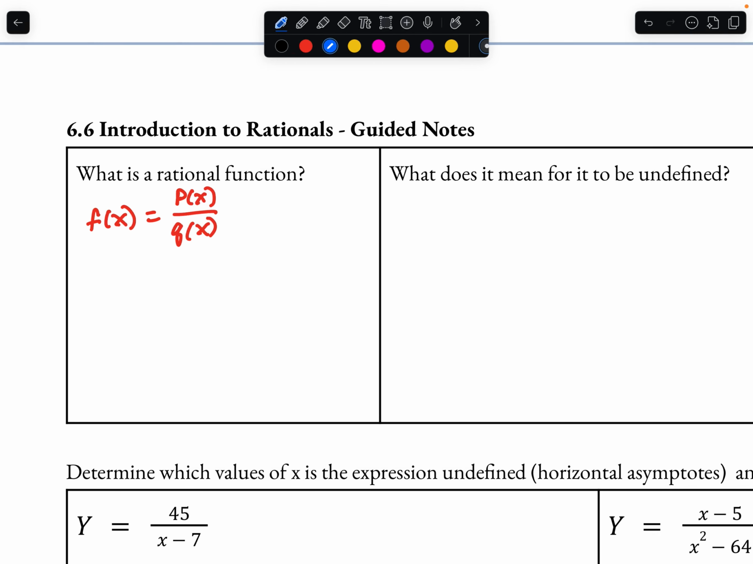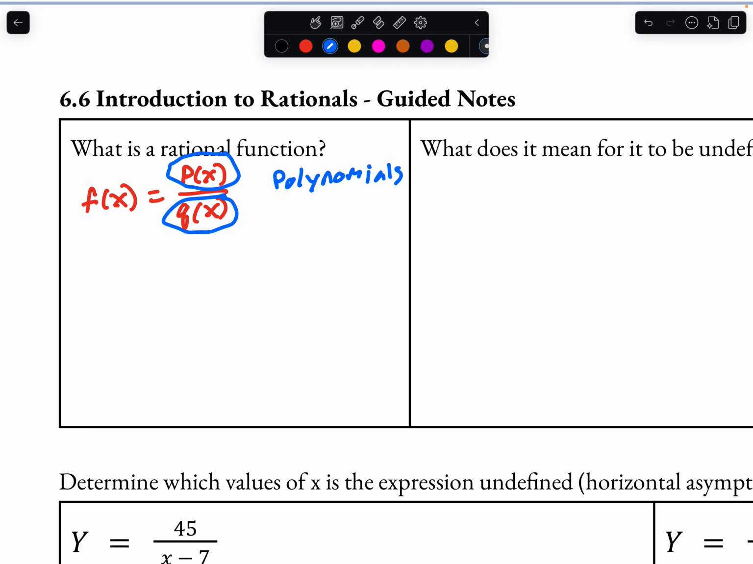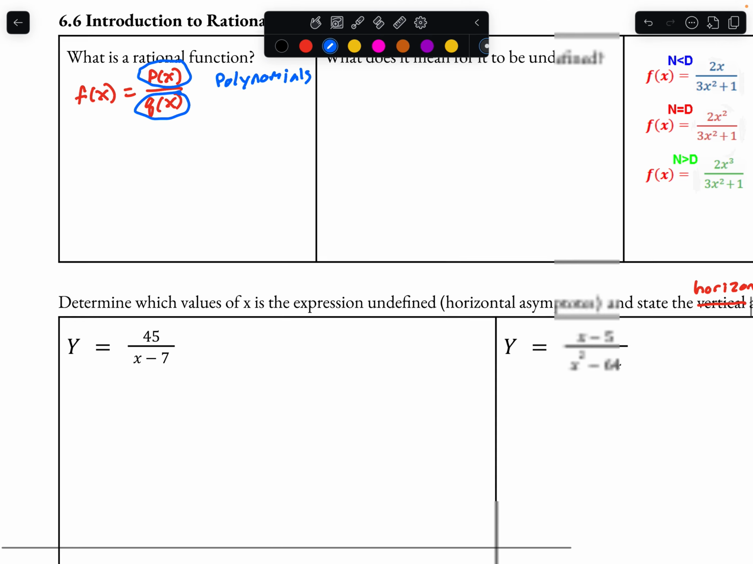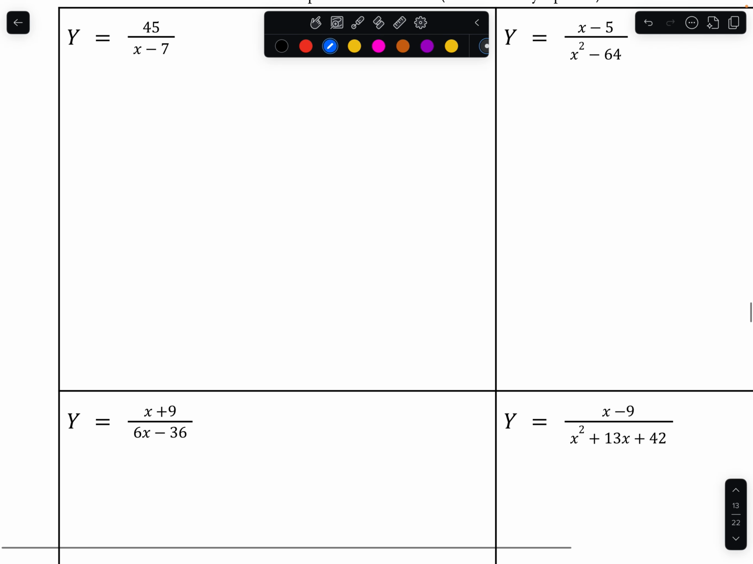Okay, welcome to 6.6. We are doing an introduction to rationals. So what exactly is a rational function? A rational function is a function where we have p of x over q of x, where both of these are different polynomials. A fancy way of saying it is that a rational function is a function in a fractional format. You can see in that example, these are all fractions. We've got different types of polynomials.